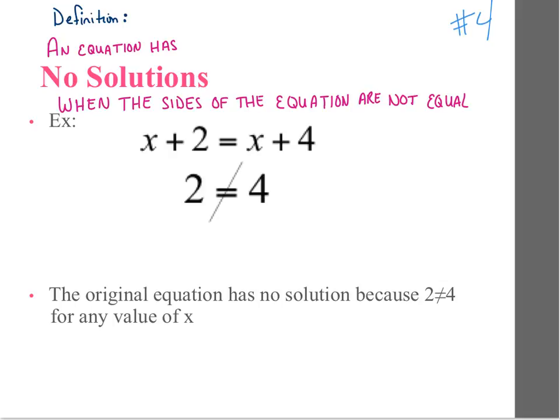Number 4, a required item in your notes, is also a definition. An equation has no solutions when the sides of the equation are not equal. This is the example I've given you. 2 is never going to be equal to 4. No matter what the value, x plus 2 is never going to be equal to x plus 4. So this equation has no solution because it doesn't matter what your value of x is. It cannot be made true.